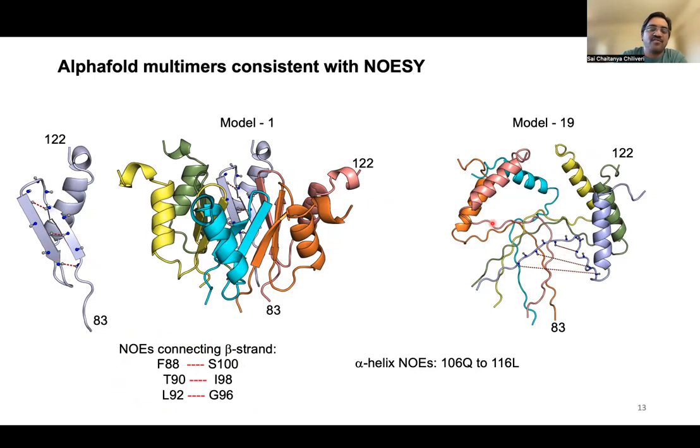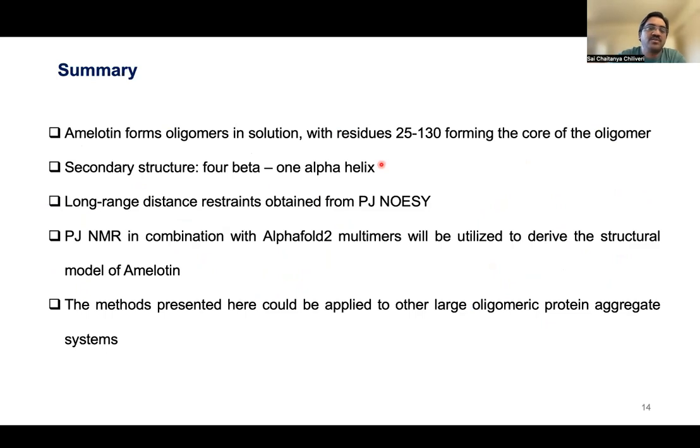Another point to mention here is that this multimer model is generated for a small fragment of about 83 to 122 amino acids, whereas by extending the multimer model to incorporate all the amino acids, we could not obtain the right model structures. So we are in the process of validating this structure and also extending these multimer structures to the entire full-length protein.